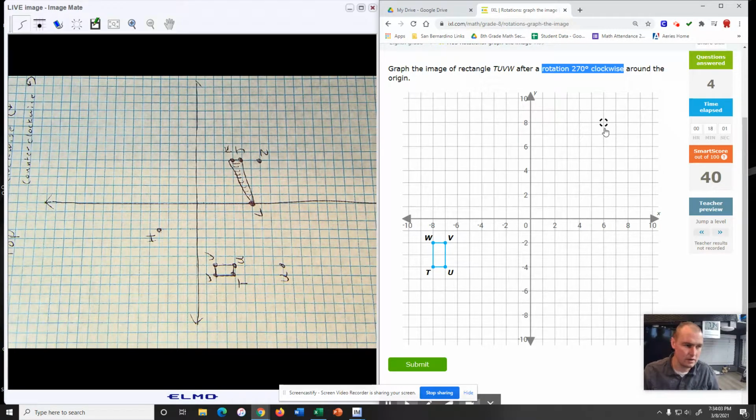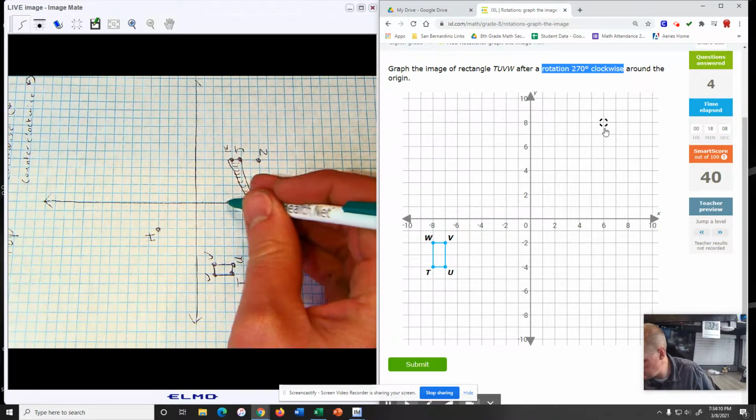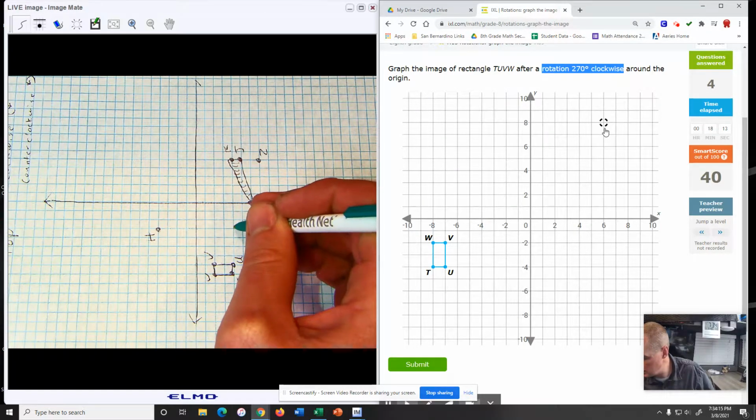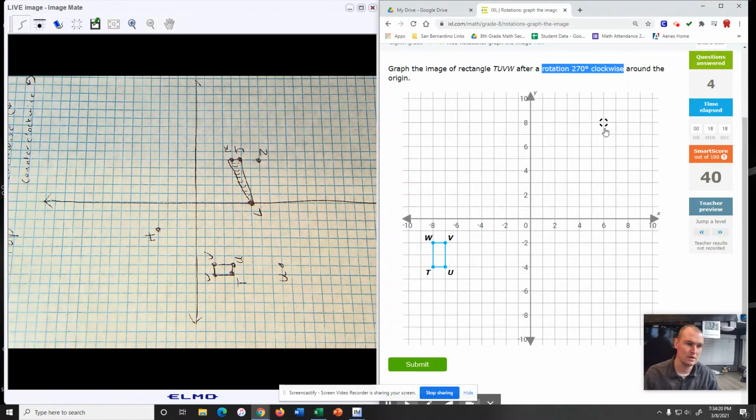All right, so starting with T, where is it at? T is at +1, +2, +3, +4, and down -1, -2, -3, -4, -5, -6, -7, -8. So I'm going to match that. Here we go, on my IXL, to the right 4, and down 8. That is my new location of T.